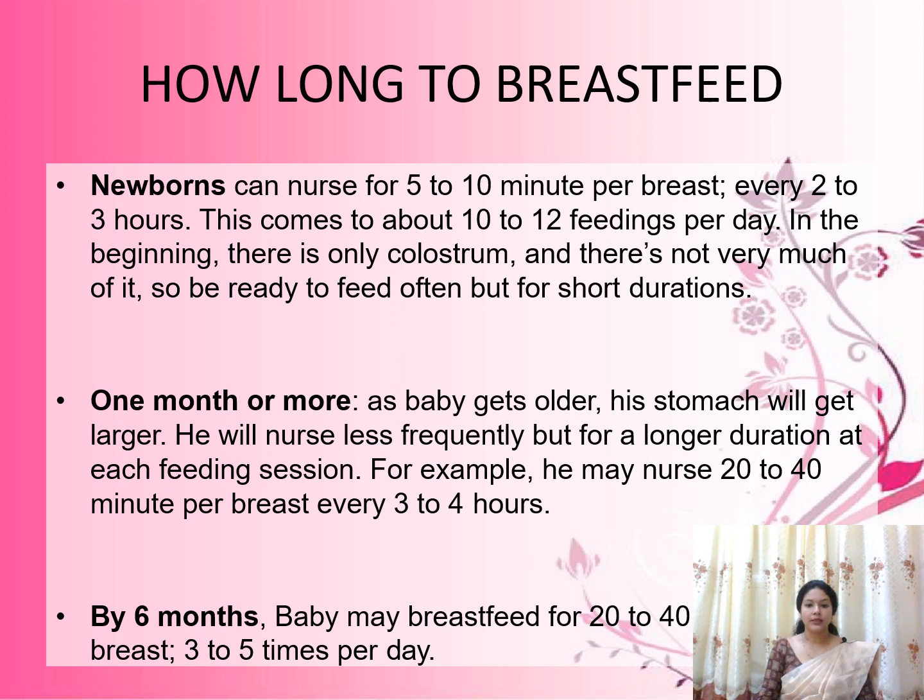And after 1 month, the stomach capacity of the baby will increase. So the duration of feed also should be increased. At a time you can nurse the baby 20 to 40 minutes on each breast, and every 3 to 4 hours you can feed the baby. And by 6 months, the amount of milk which is needed for the baby at a time will be increasing. So give the feed on each breast for 20 to 40 minutes and feed 3 to 5 times in a day.